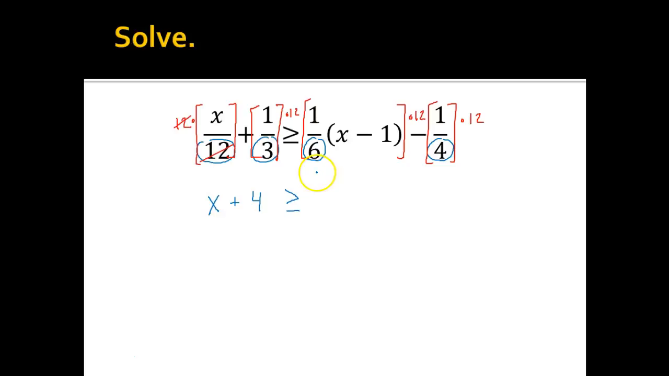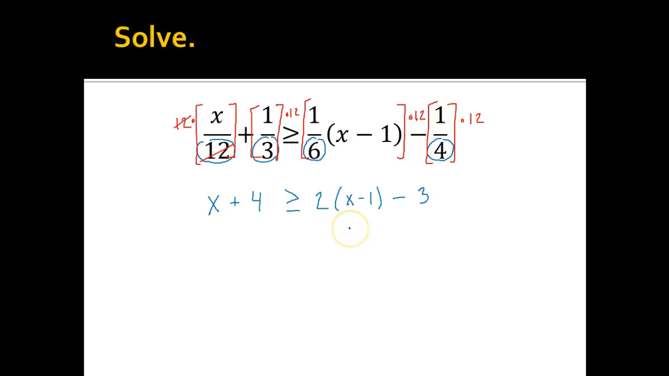Now, 1/6 times x minus 1 times 12. I can do the 1/6 times 12 first. So 12 times 1/6, 12 times 1 is 12, divided by 6 is 2. So that becomes 2 times x minus 1. Now, this works because that's all one big multiplication problem, and if I've got 3 things to multiply, I can do them in any order. So I chose to multiply the 1/6 times 12 first, and then deal with the answer, which is 2 times the x minus 1. All right, 1/4 times 12, that's 12/4, which is 3.